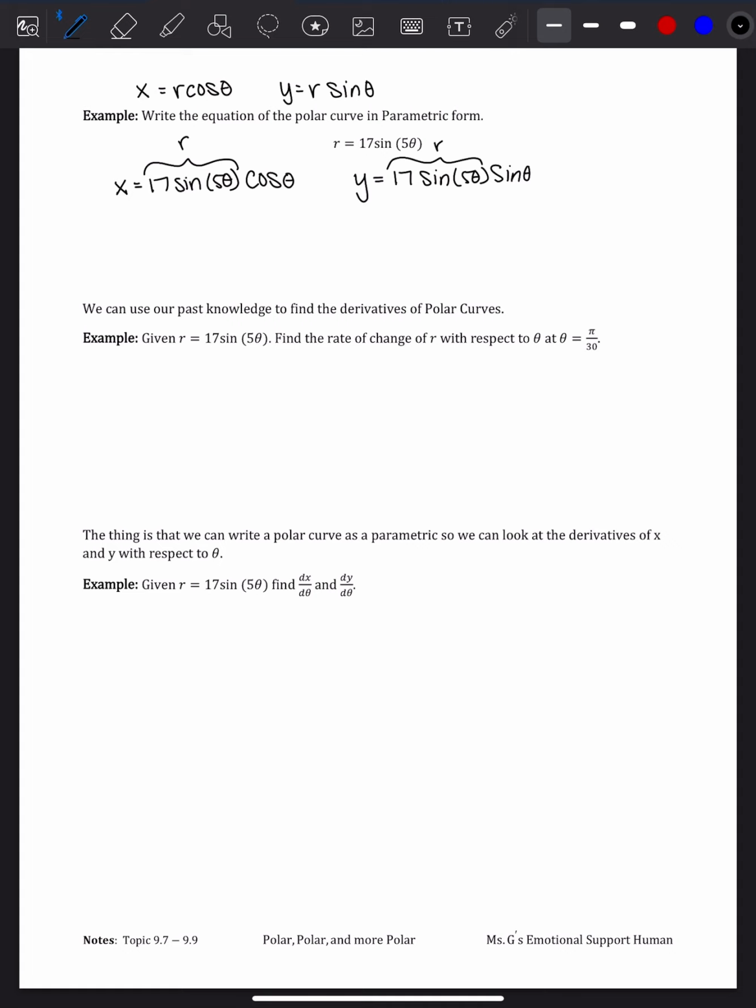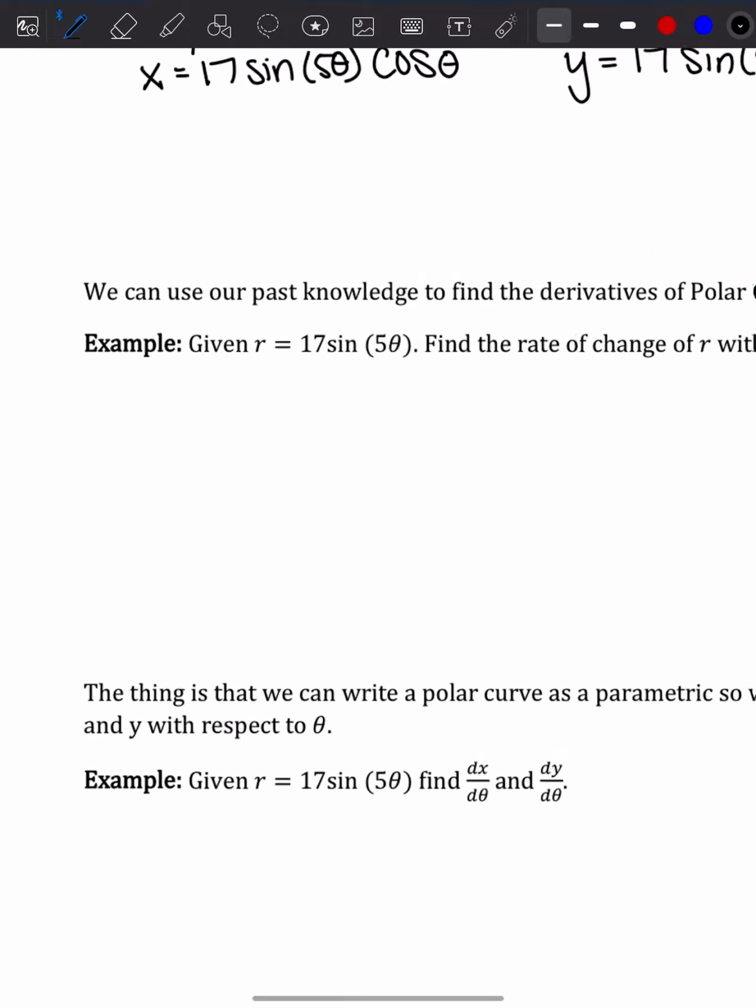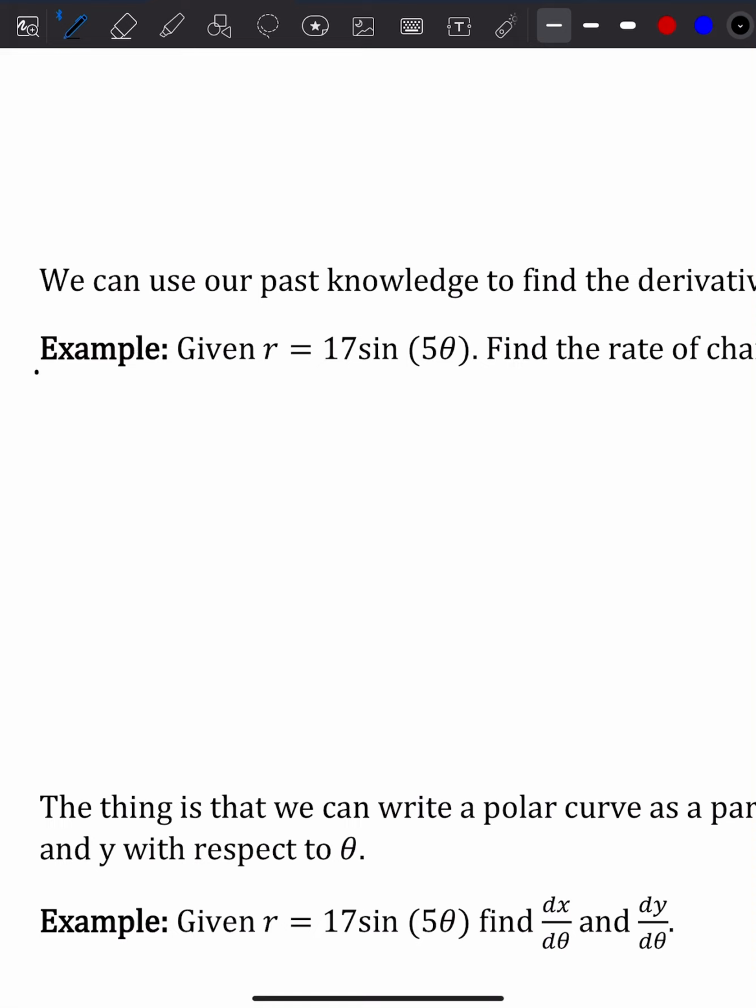So this first one says, given r equals 17 sine of 5 theta, find the rate of change of r with respect to theta at theta equals pi over 30. So we're looking at something with respect to theta, so we don't need to do anything special for our function here. So we want to take the derivative of r with respect to theta, dr over d theta. So we're taking the derivative of our function like we normally would.